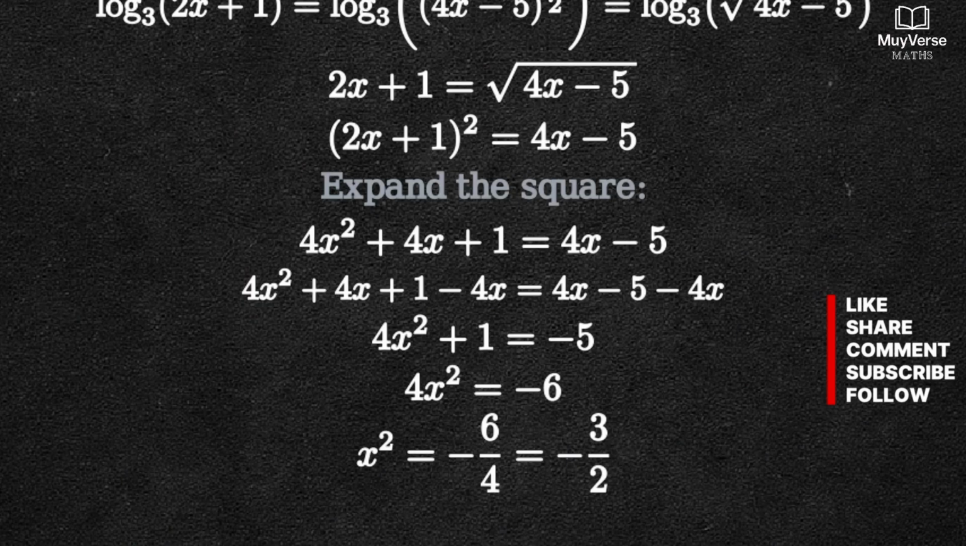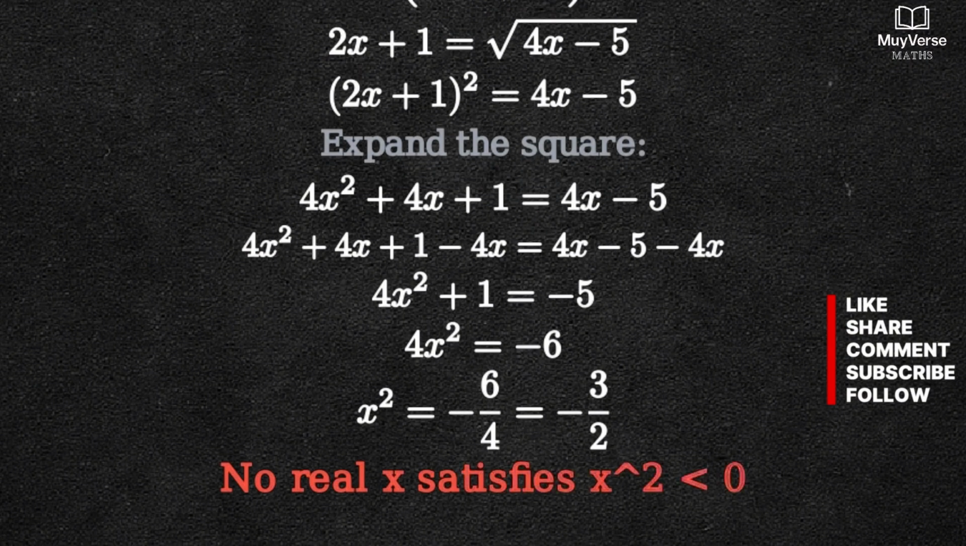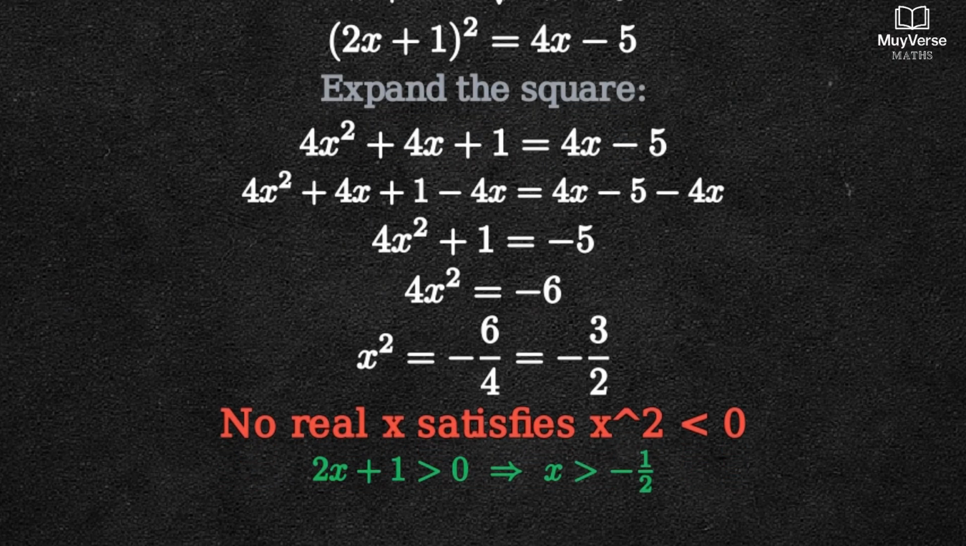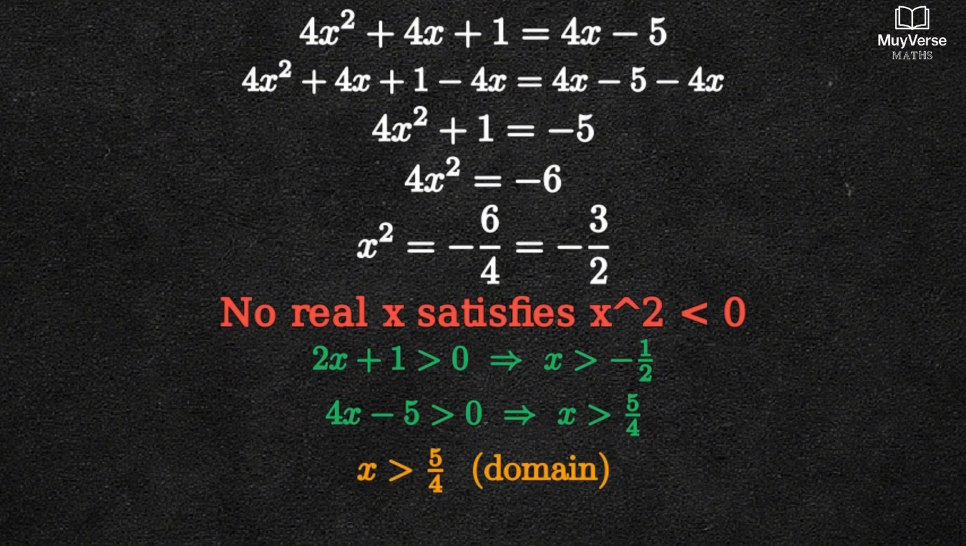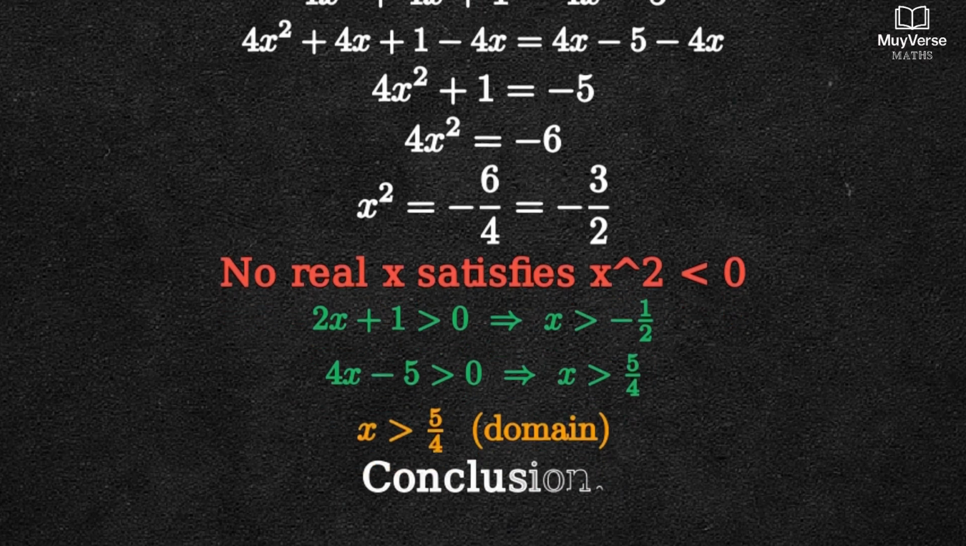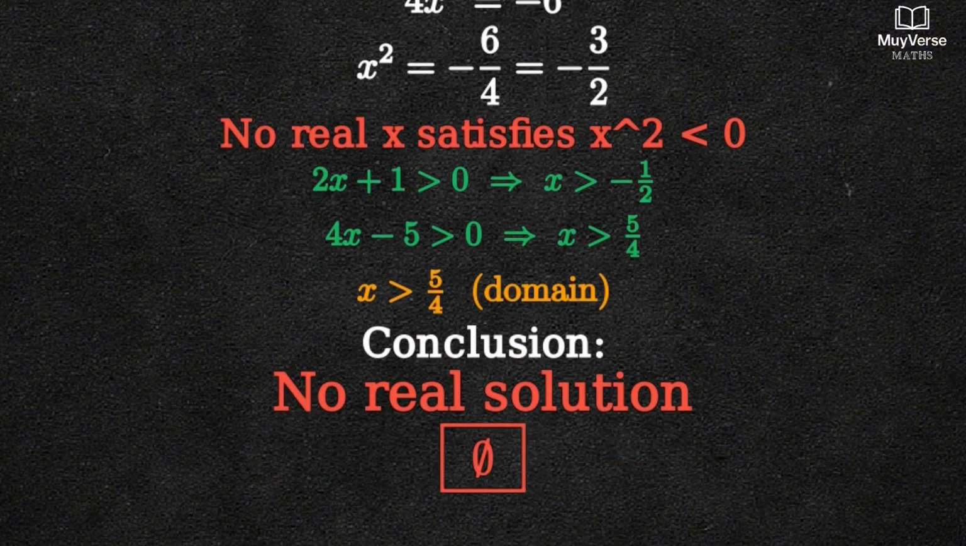Step 5. Interpret the result and check the domain. Since the square of any real number cannot be negative, x squared equals negative 3/2 has no real solution. But logarithms also require positive arguments. From the original equation, we must have 2x plus 1 greater than 0, so x greater than negative 1/2, and 4x minus 5 greater than 0, so x greater than 5/4. Together the domain requires x greater than 5/4, which conflicts with any non-real value. Therefore, there is no real solution. The solution set is the empty set.